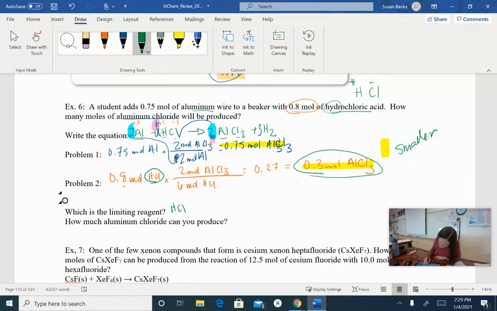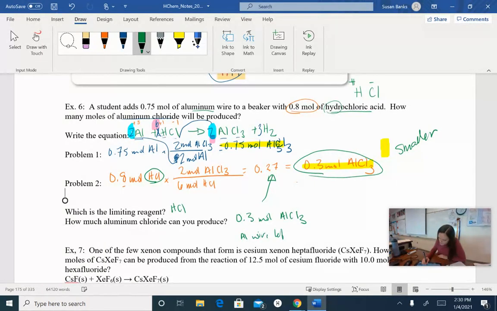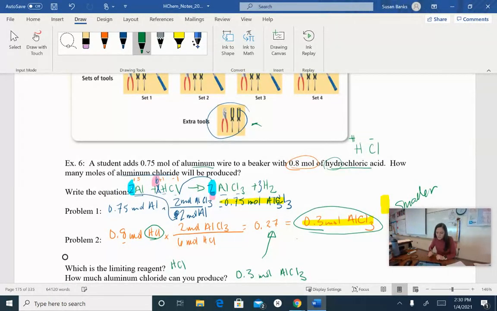We can only make 0.3 moles of the aluminum chloride. Once we get to 0.3 moles, really 0.27 moles of aluminum chloride, that reaction is going to stop because we don't have any more hydrochloric acid to react. We're going to have aluminum wire left over. Okay? So we will have aluminum wire left over. Kind of like these tools up here that were left over, we're going to have extra aluminum.